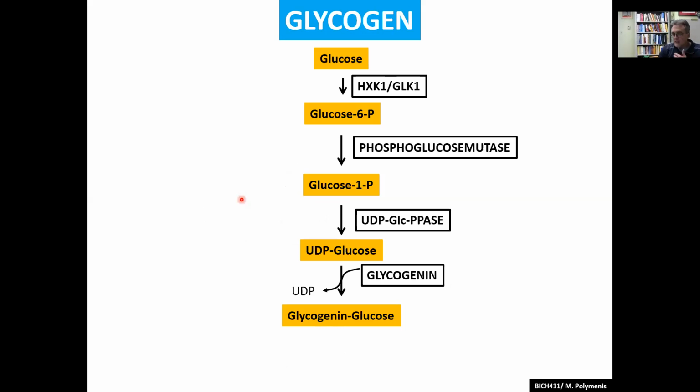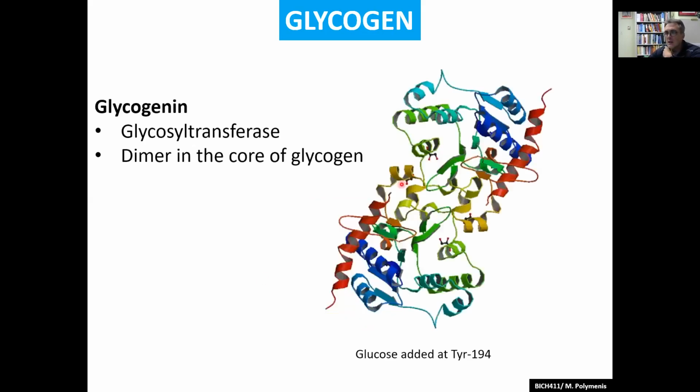And now that activated glucose, you can use it to add onto other things. In this case, you add it to glycogenin. Glycogenin is a protein, as I said, and it gets glycosylated in this case. So that's how it's going to be modified with glucose. How does it get modified? Well, glycogenin is actually the enzyme itself. So it modifies itself, okay? It is a glycosyl transferase.